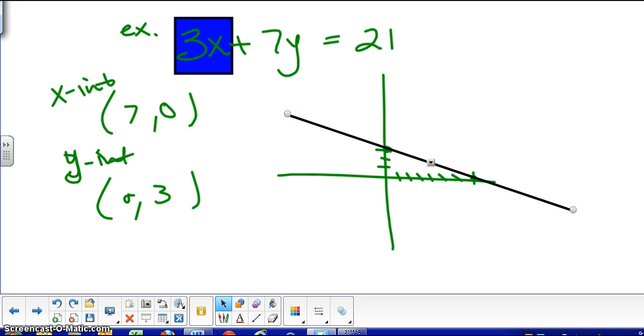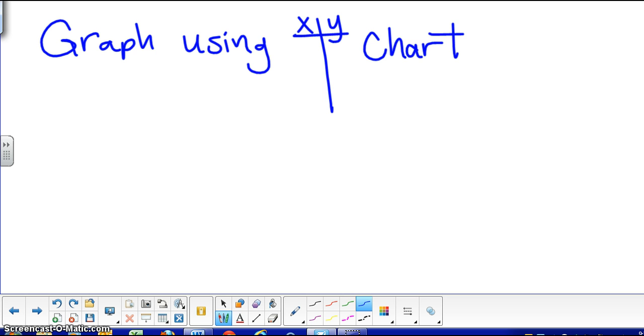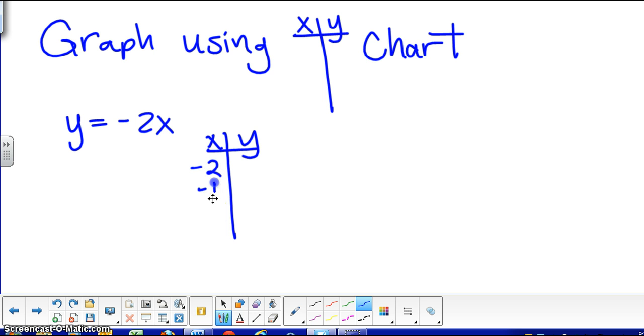Alright, so let's go on to the next item. The second method we're going to talk about today is graphing using the XY chart. So if you're given y equals negative 2x, the XY chart is just a way to organize all of your ordered pairs. So we can plug in negative 2, negative 1, 0, 1, and 2. You really can pick any numbers you want. Those are the most common.